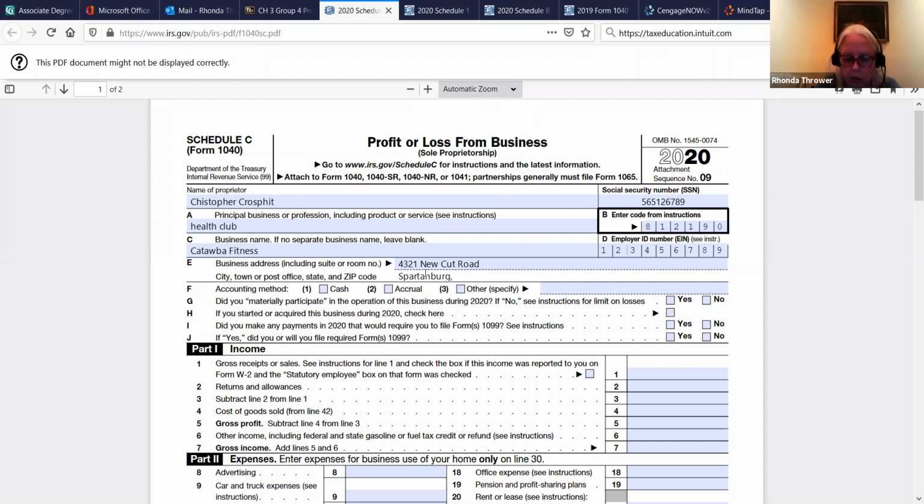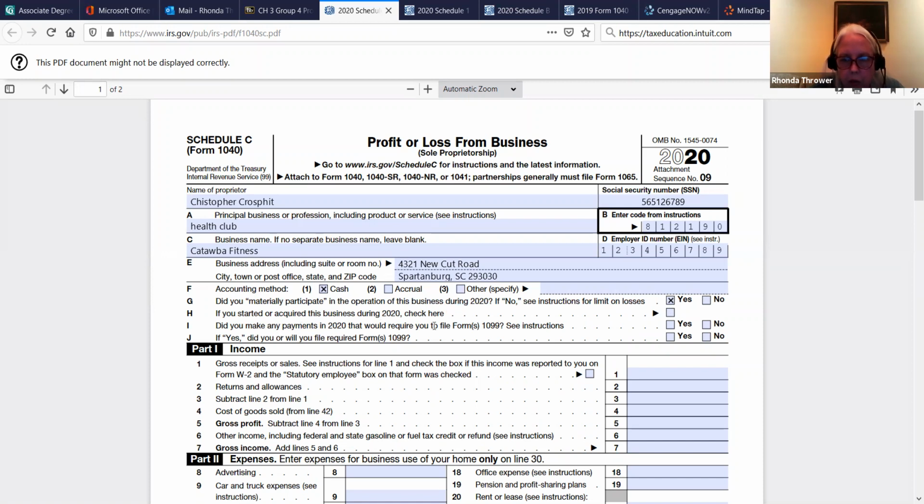And that would have been, let's see, and whatever the zip code was. 29303. Right. Okay. And then in your instructions, they told you that he was using the cash basis. And then you have to fill in these questions here. Did you materially participate in the operation of the business? And the answer to that is yes, he did, because he was the owner and he did all the work for that particular business. And so that's what you would put there.